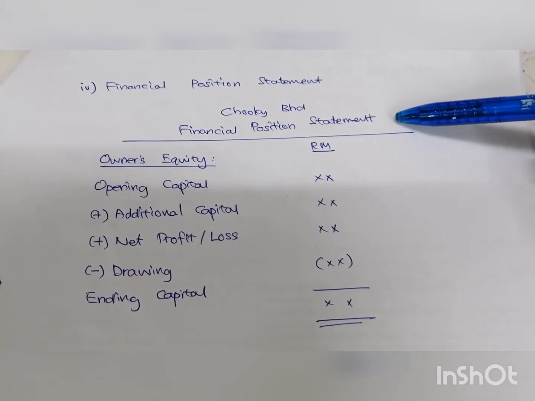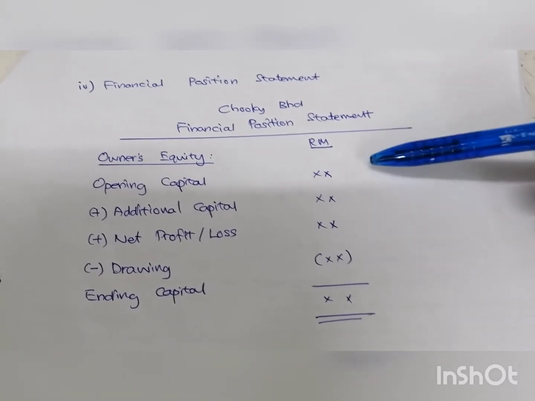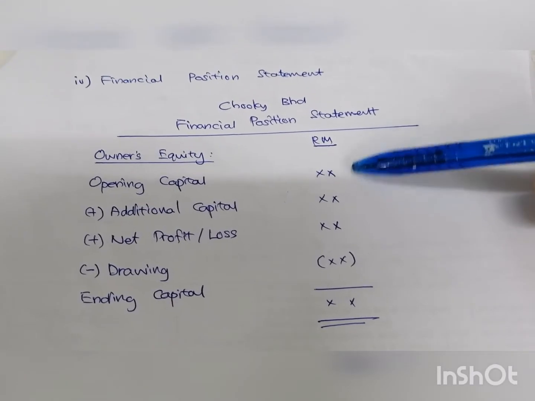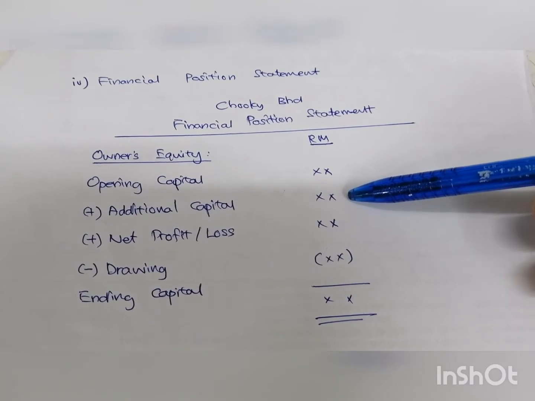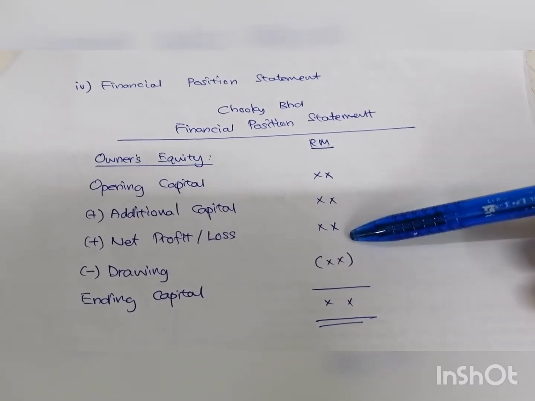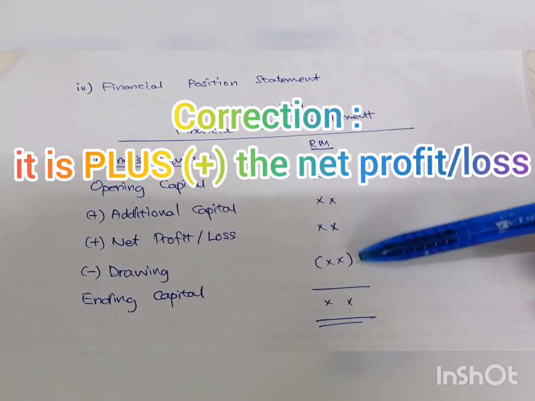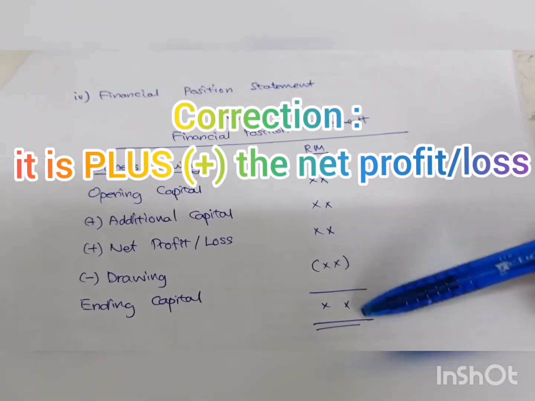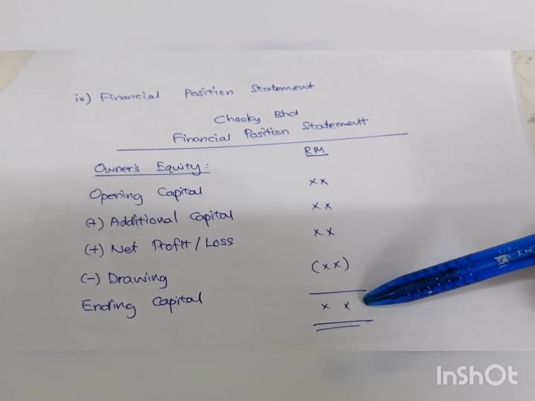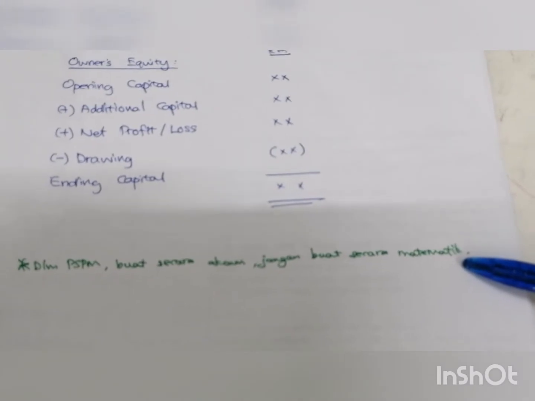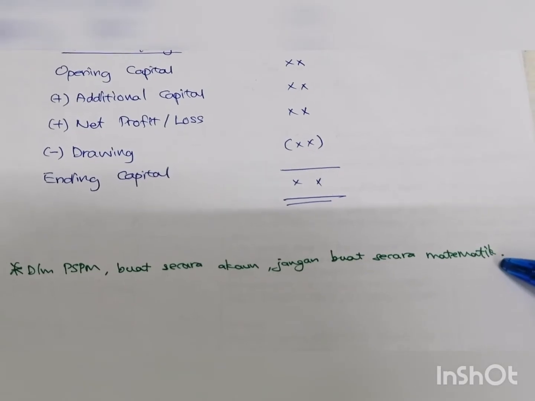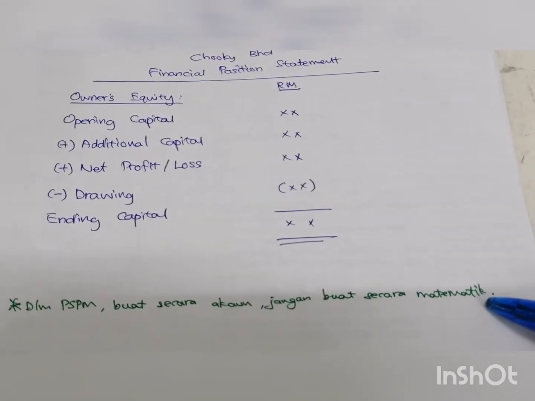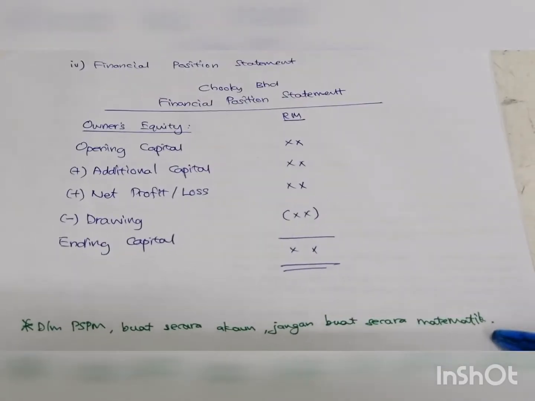As you see here, this is the statement of financial position. In your owner's equity, you write opening capital plus your additional capital plus your net profit or loss, then minus your drawing, then you get your ending capital. Remember, as I say, in PSPM we must do it in the account way, do not do it in the mathematic way.